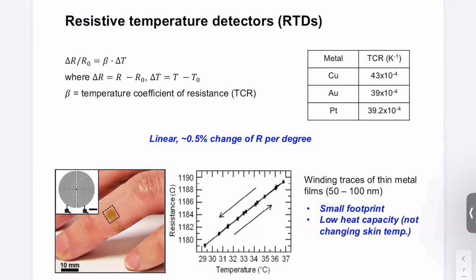And this pattern also has a low heat capacity because these are, after all, nanometer-thin traces, so they don't take a lot of heat. So this kind of device has a small footprint and a low heat capacity. This is RTDs. So you will see as temperature increases, its resistance increases linearly, and it decreases linearly with temperature also. This is the first type of temperature sensors.